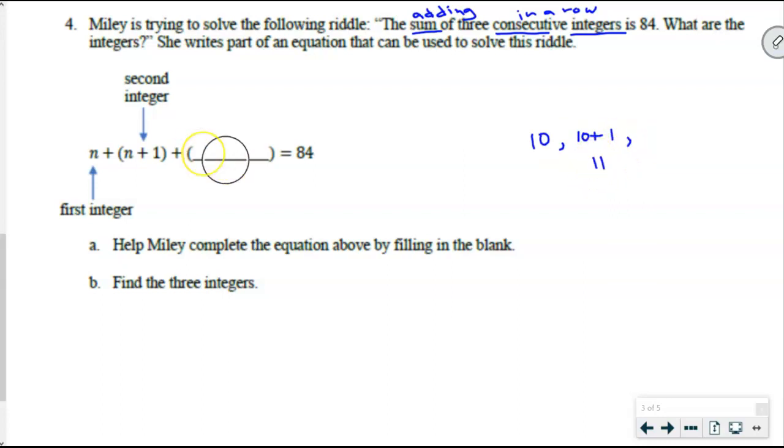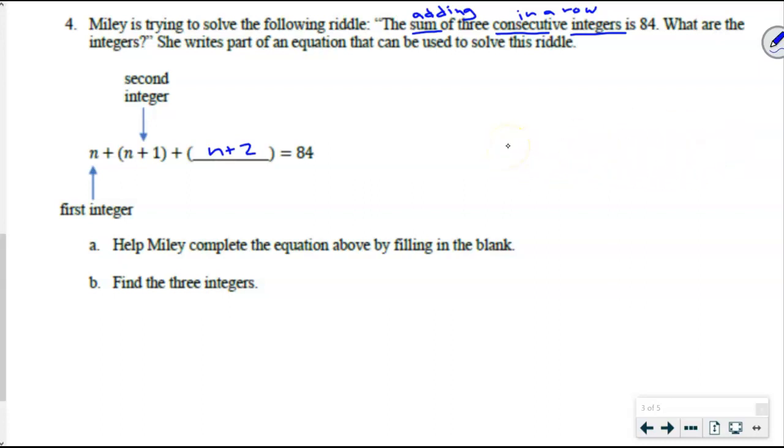And what would the next integer be? How are we going to represent that? Nope, because we don't know if it's 11. All we know is that it's n, and then n plus 1. N plus 2. So if it were 10, it would be 10 plus 2, and 10 plus 2 is 12. That's how we get 10, 11, and 12.